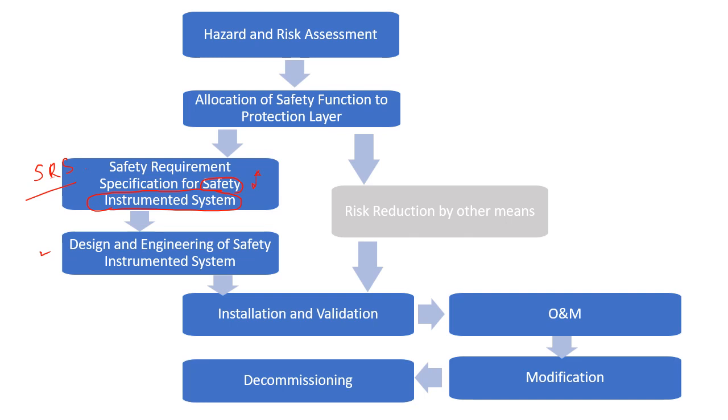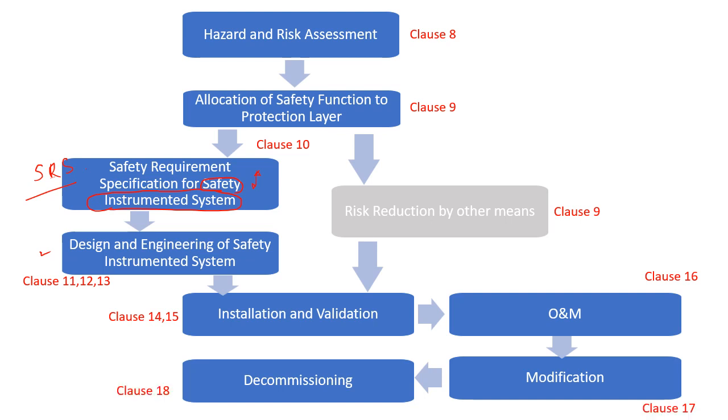We will now see the different clauses related to all these steps. Hazard and risk assessment is as per clause 8. Allocation of safety function to protection layer is as per clause 9. Safety requirement specification for the safety instrumented system is as per clause 10. Design and engineering of the safety instrumented system is as per clauses 11, 12 and 13. Installation and validation are as per clauses 14 and 15. Risk reduction by other means is clause 9. And then O&M is clause 16, modification is clause 17, and decommissioning is clause 18.